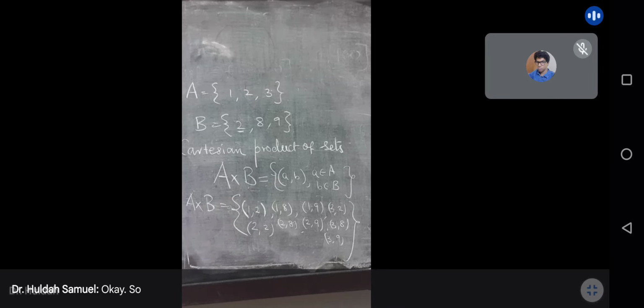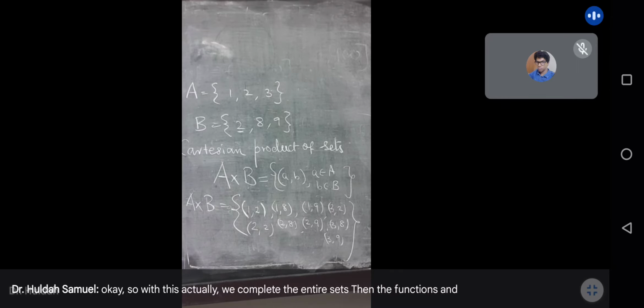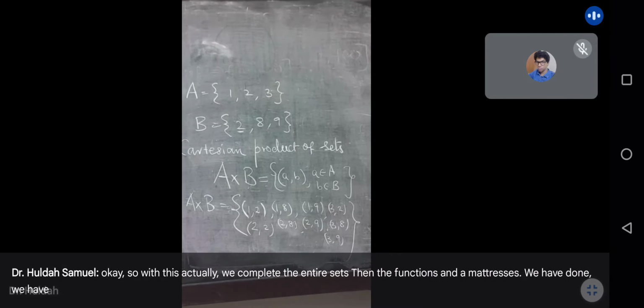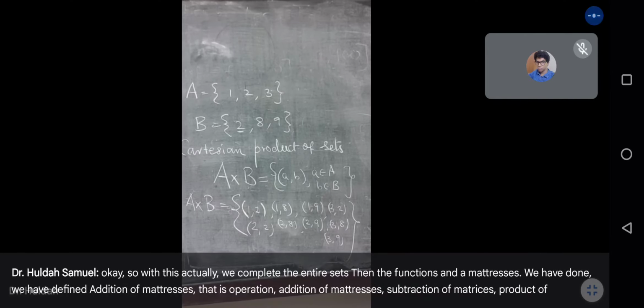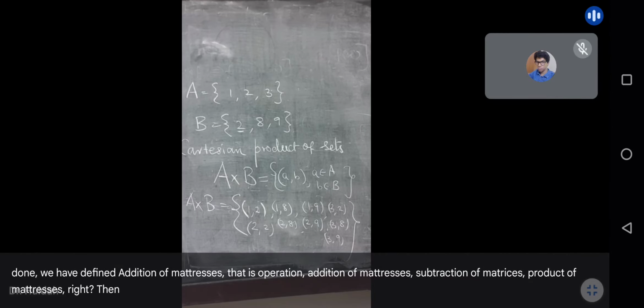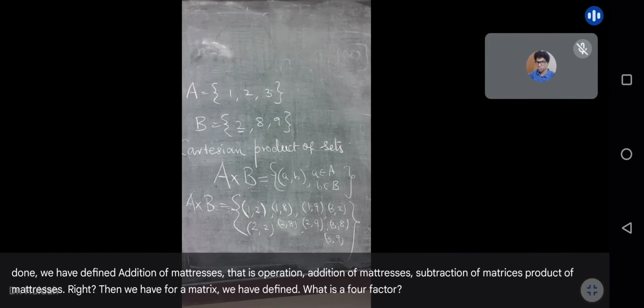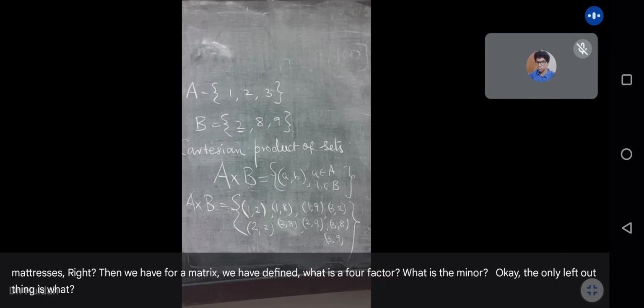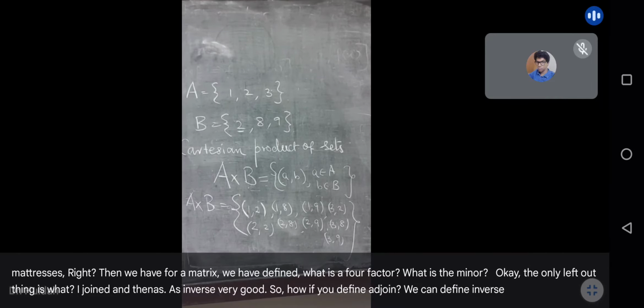Okay. So with this, we complete the entire sets, then the functions, and in matrices we have defined addition of matrices, that is an operation. Addition, subtraction and product of matrices, correct? Then for a matrix, we have defined what is a cofactor and what is a minor. The only left out thing is what? Adjoint and then inverse. Very good. So if we define adjoint, we can define inverse. With that, the matrix would be over.